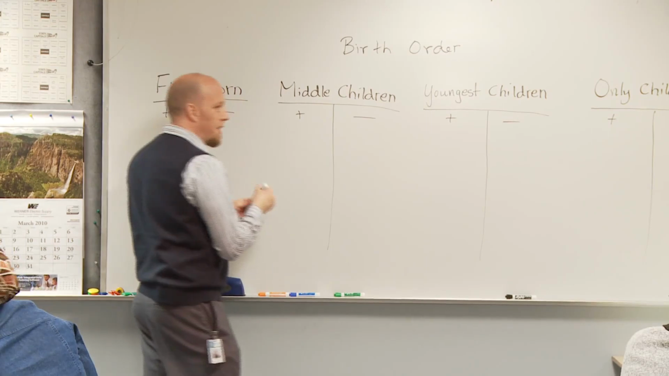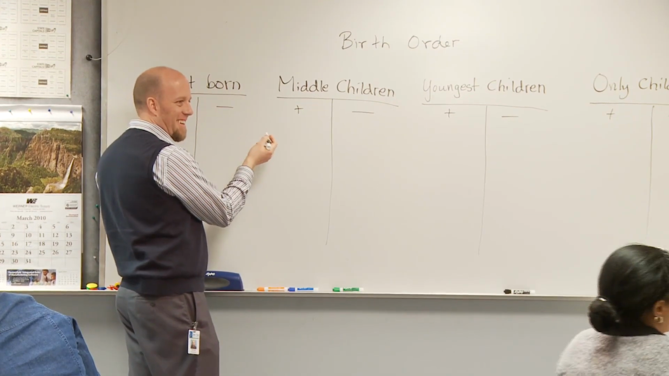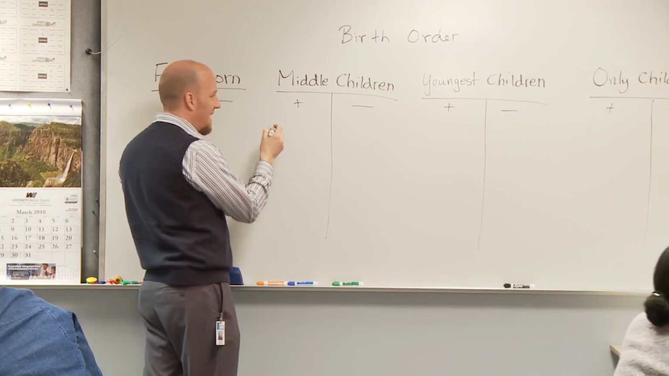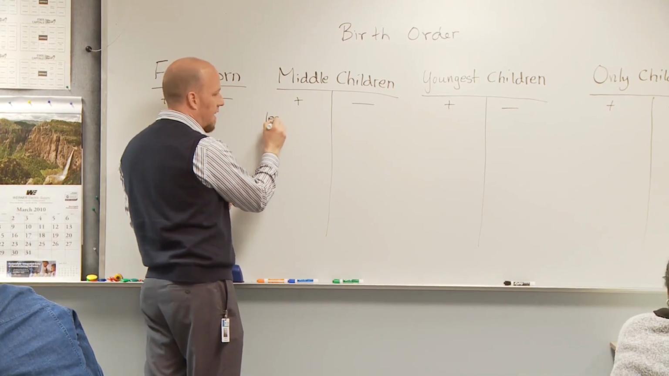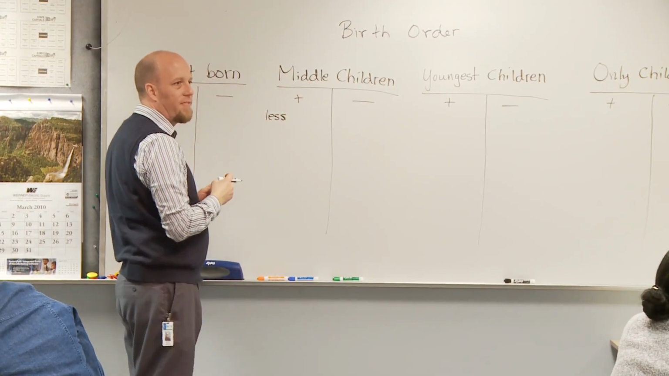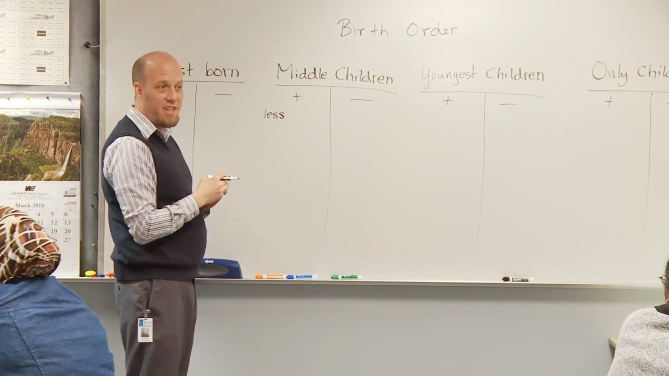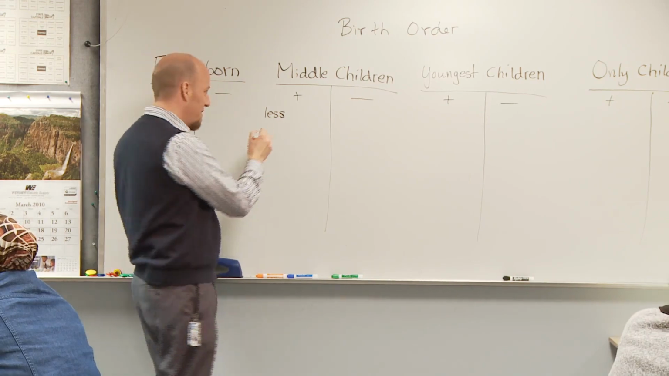What's a benefit of middle children? Less responsibility. Why is that a benefit? Victor, why is that a benefit? Because the oldest one takes more responsibilities, and the middle one takes less. So it means you get more free time? Yeah, okay, good.